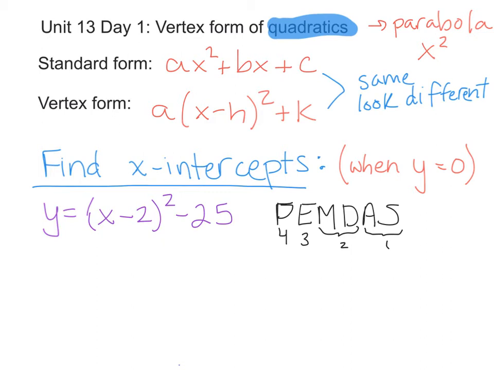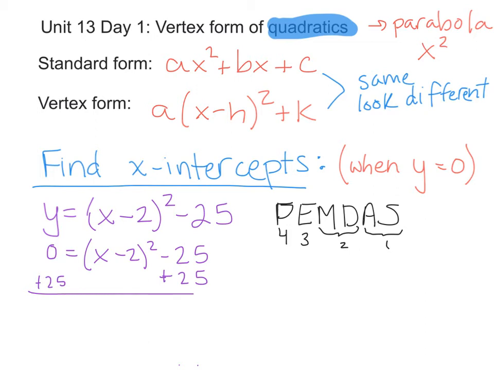First thing we need to do is substitute 0. We need to replace y with 0. So we've got 0 equals x minus 2 squared minus 25. Now it's set equal to 0, so let's undo adding and subtracting. That means we're going to undo this minus 25, so we're going to add 25. So we've got 25 equals x minus 2, the quantity squared, because those canceled out.